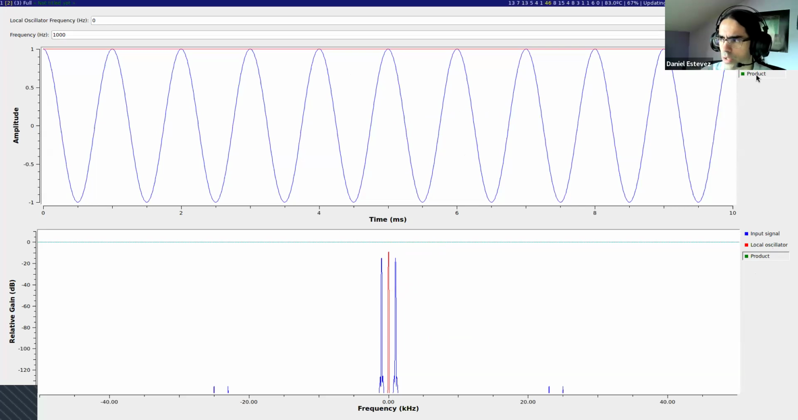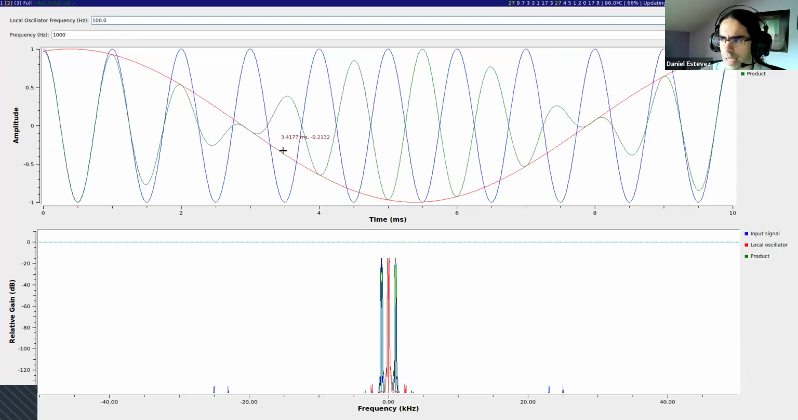So there we have the local oscillator. At this moment, it is not very interesting what happens with the product, because if I multiply anything with 1, the result is just the same as the original input. But let me show you what happens, for example, if I multiply with 100 Hertz of local oscillator, and it takes a little bit of time to update. So what happens is, this is the 100 Hertz local oscillator in red. I have one cycle in 10 milliseconds. This is the input signal, which is the same as before.